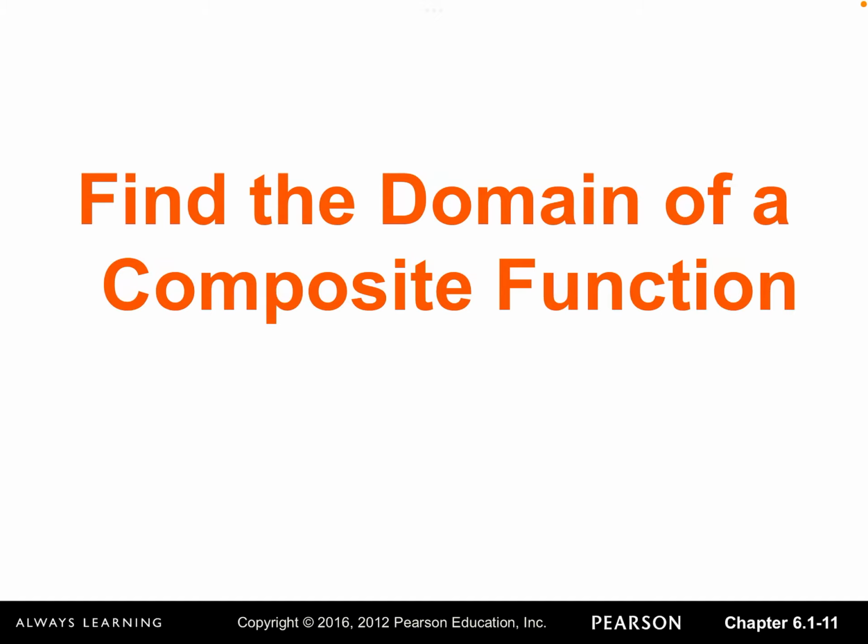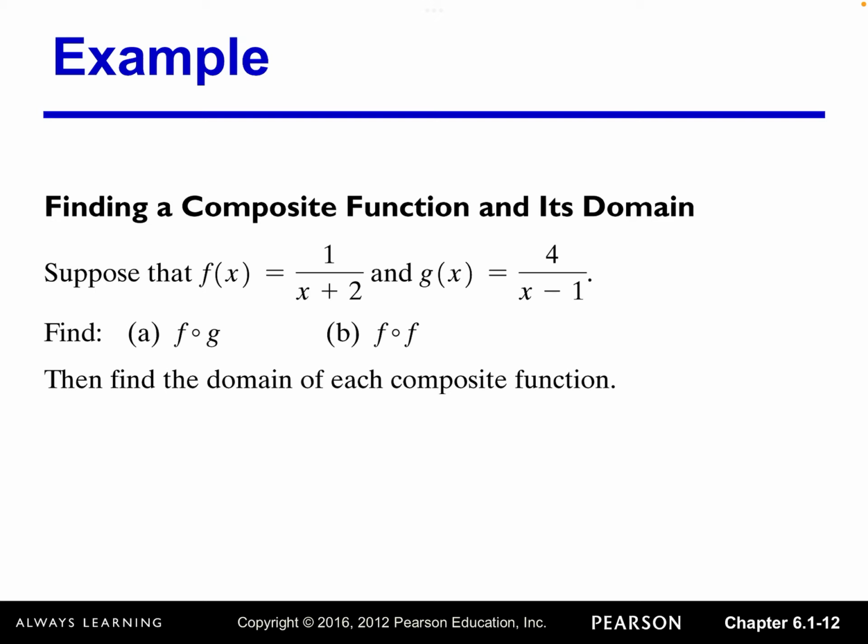Now let's look at the second topic, find the domain of a composite function. Suppose f of x equals 1 over x plus 2 and g of x equals 4 over x minus 1, and then we try to find the domain of each composite function, f composed with g and then f composed with f. So let's look at A first.